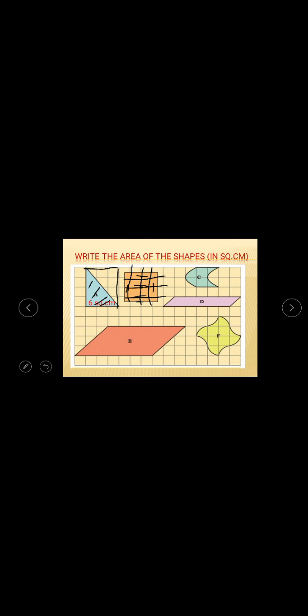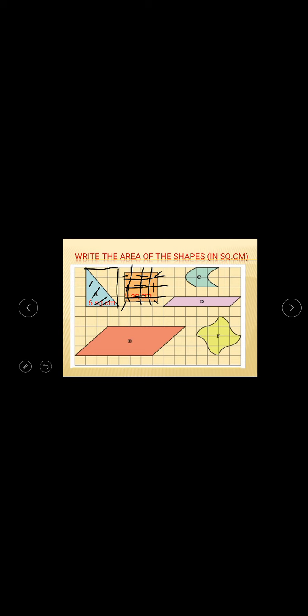Now in the corner, if you observe it carefully, here is 1/4 part, here is also 1/4 part, here is 1/4 part, and here is 1/4 part. So we will combine all these four 1/4 parts and they will form one whole square. So total squares used in this shape, square B, is 9 square centimeter. So the area of this figure is 9 square centimeter.